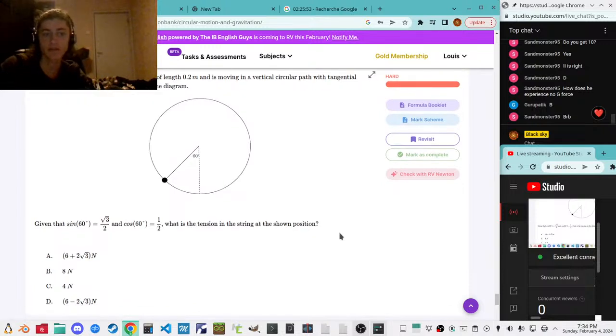A ball of mass m is attached to a string of length 0.2 and is moving in a vertical circular path with tangential speed at the instant shown in the diagram. Given that sine of the angle equals this, what is the tension in the string at the shown point?